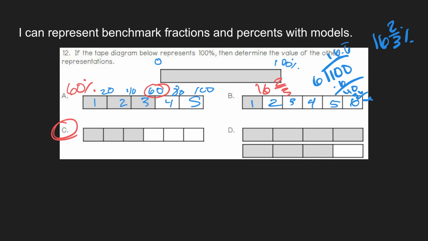Now on this one, the C one, it looks like we have 3 of those. Now I could add those 3, but if you notice, let's say I redrew this. Did y'all notice that it's just half? So I think I would just say 50%.